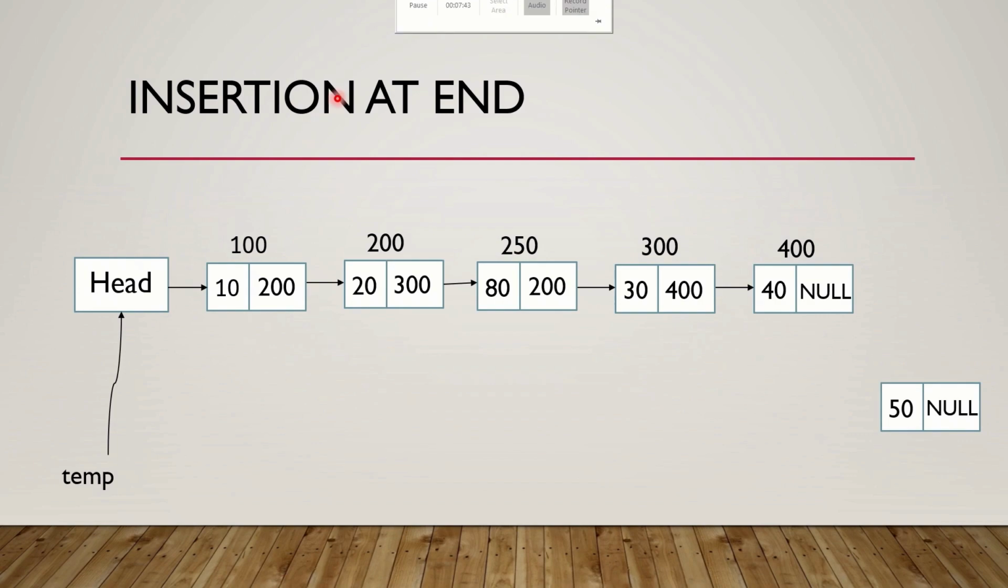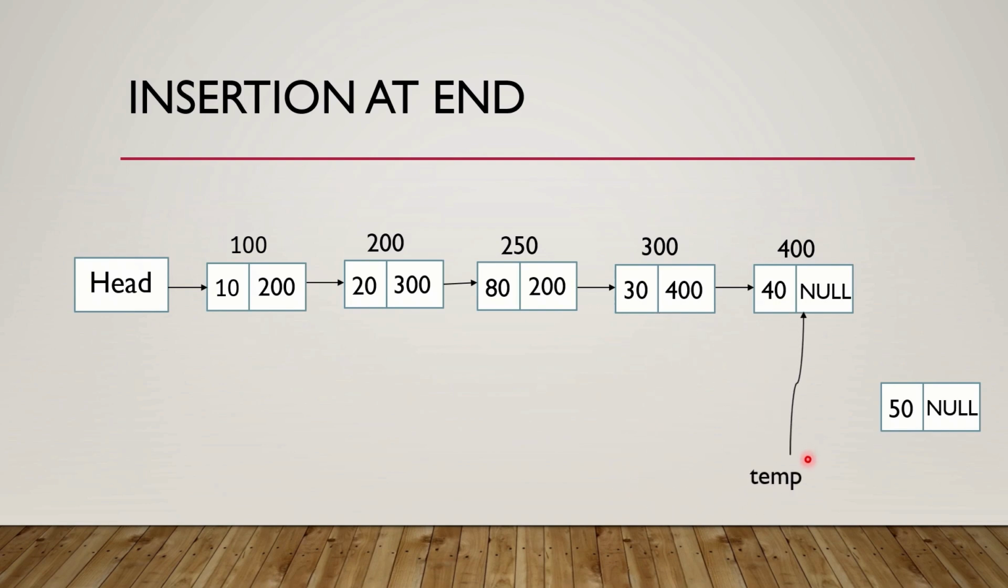Then what happens if I need to insert an element at the end? I need to traverse this temp variable all the way till the last node. How do I know if this is the last node? If it's the last node, then temp of next will point to null. So I should keep on traversing until this points to null. So let's do that. It goes to 100, then 200, then 250, then 300 and 400.